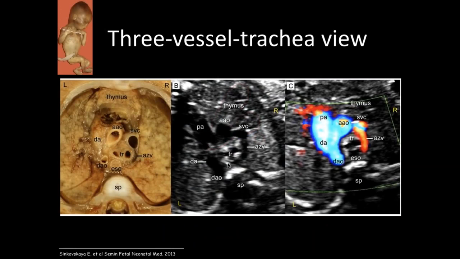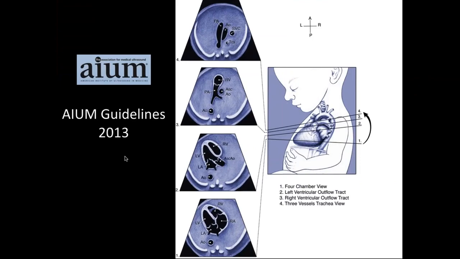So this slide shows an anatomic specimen at the level of the three-vessel trachea view, the corresponding ultrasound in grayscale mode and the corresponding ultrasound in color Doppler mode. And I want to highlight again the pulmonary artery, ascending aorta, superior vena cava, the ductal arch, the aortic isthmus to the descending aorta. And here in this view, you see the azygous vein as it drains into the superior vena cava. Note the location of the trachea, and the ductal arch and the aortic arch are to the left side of the trachea.